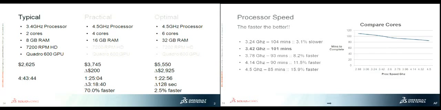That delta's wrong. It's supposed to be the cumulative delta. Yeah, it is. Okay. So, we're 70% faster. But on the optimal, look at that. We're still only 2.5% faster.